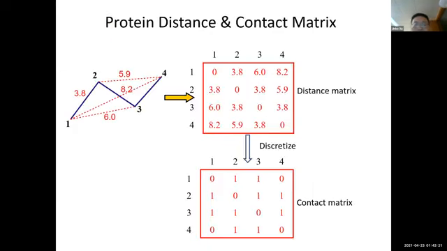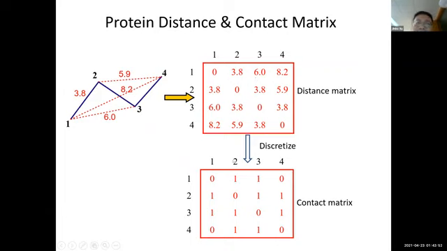We can explicitly model the interaction matrix using a contact matrix or distance matrix. Here is the definition of the distance matrix and contact matrix. Suppose we have 4 residues here. Then we can calculate the Euclidean distances and write all this distance information in a matrix. This matrix is called the distance matrix. Of course, the distance matrix is very complicated since the number of entries is the square of the sequence length. Then we can simplify.